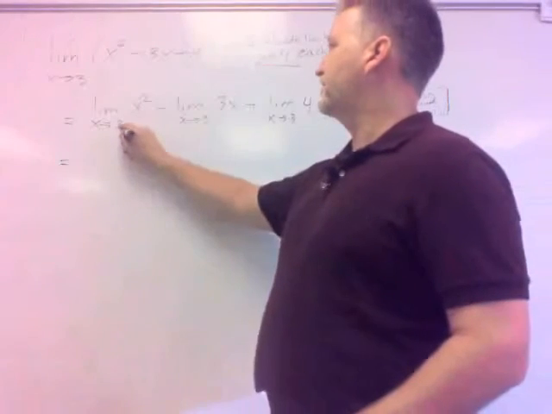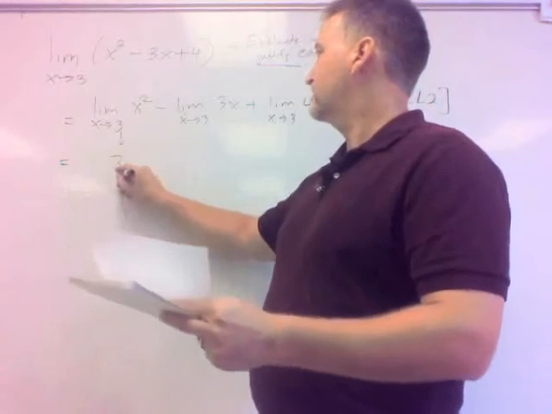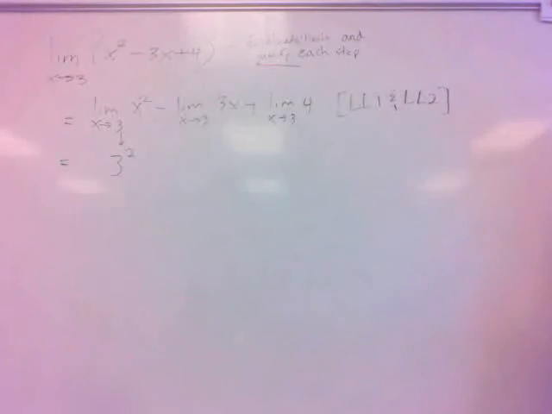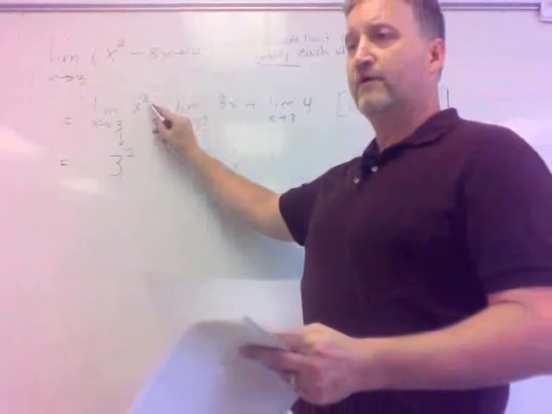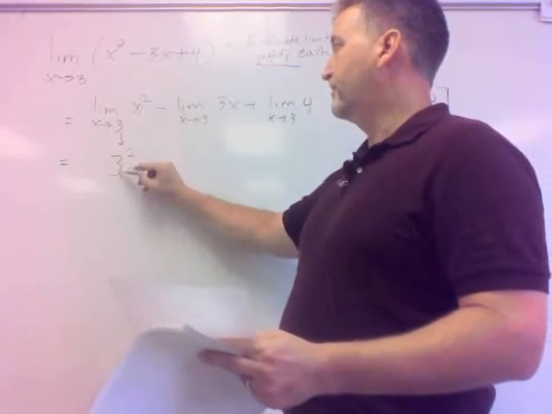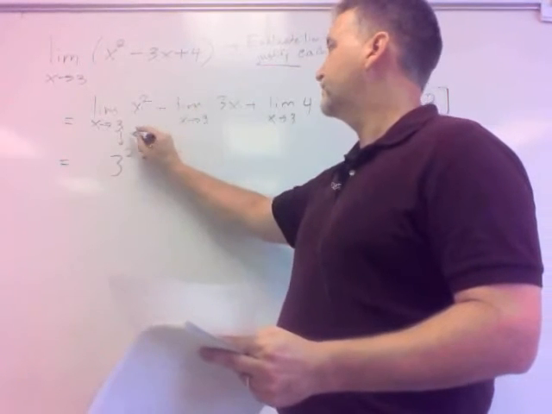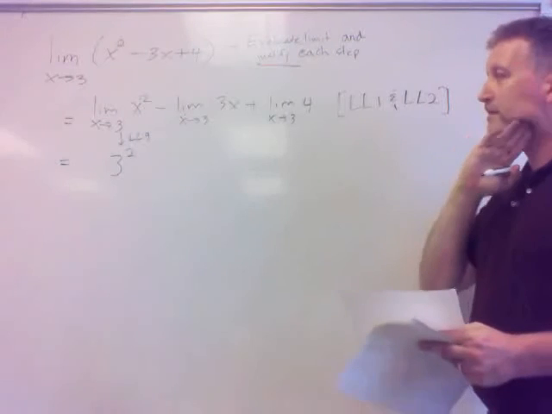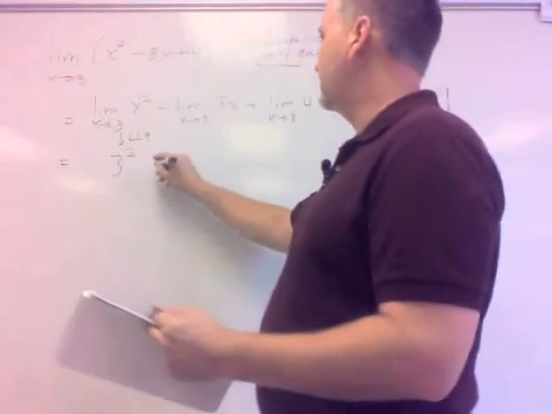There is a limit law that enables me to skip right to this. The limit as x approaches 3 of x squared is 3 squared. What limit law would that be? Limit law 9? Yes, if you've got x to a power, then your limit goes to that number to the power. That's limit law 9. Okay, maybe a couple. I don't see one that allows me to go directly.